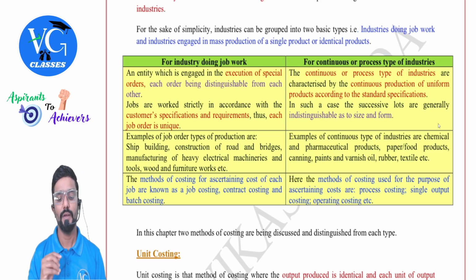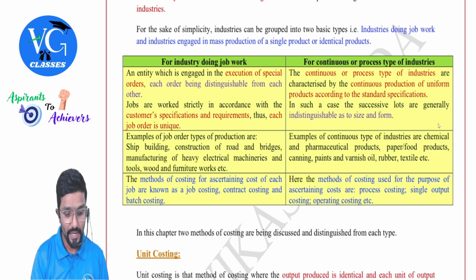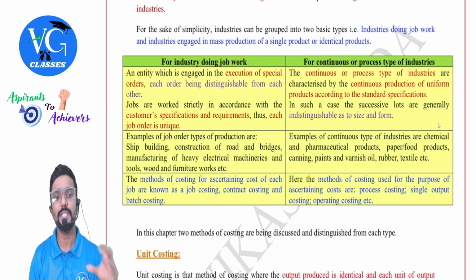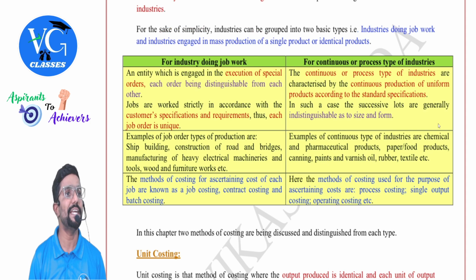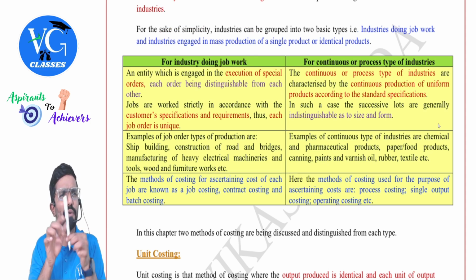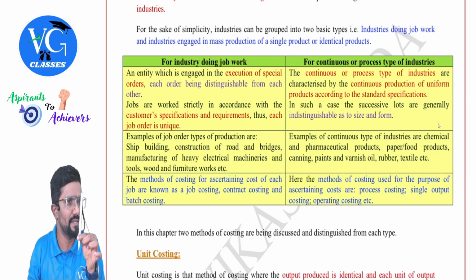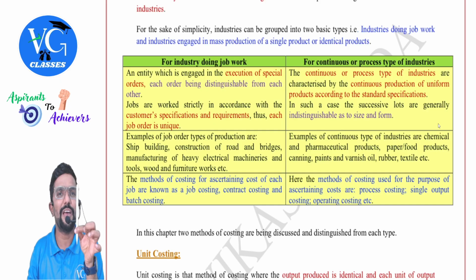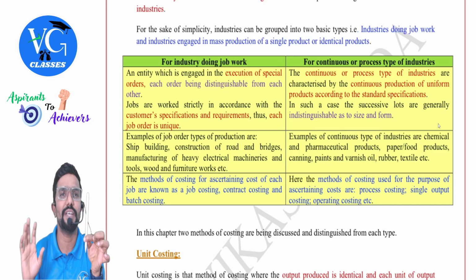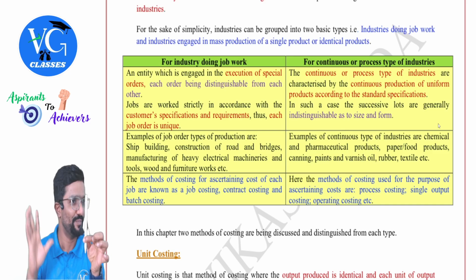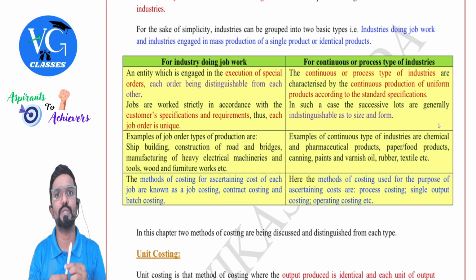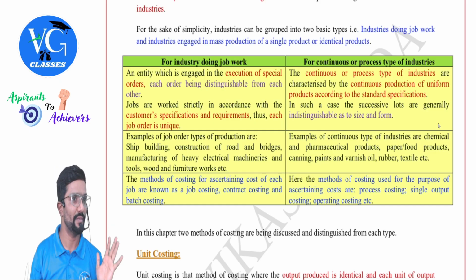Clear? Yes, sir. Whereas there is one more type: industries engaged in the mass production of a single product or identical products. Sir, the same product I am producing on a continuous basis. I am a pen manufacturer. Will each pen be different? No. Assume I am manufacturing 1000 pens or 1 lakh pens. Each pen will be the same. Are they unique? No, sir. They will be same to same.